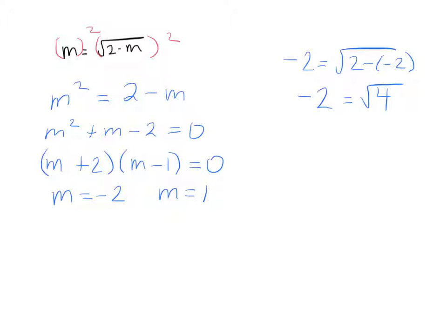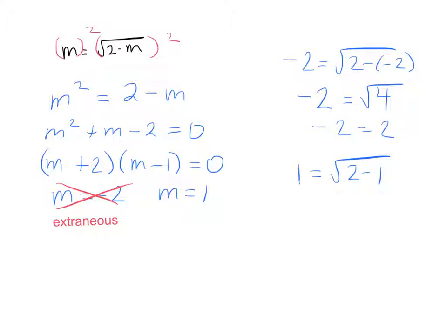This is just verifying the negative 2. And what's the square root of 4? So I get negative 2 equals 2. What does that tell you? It's not. That's what we call an extraneous root or an extraneous solution. Extraneous right there. We'll try the 1.